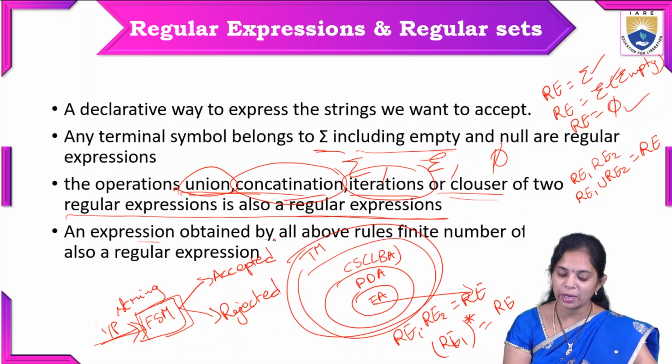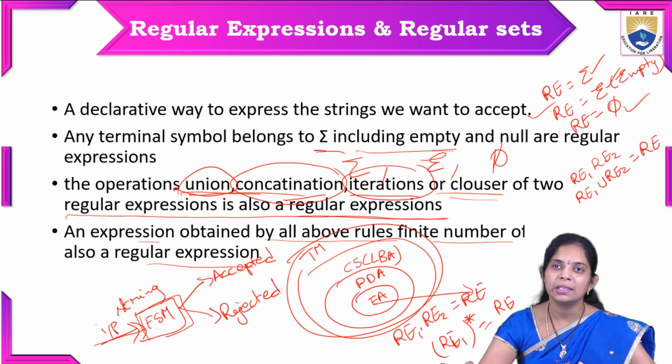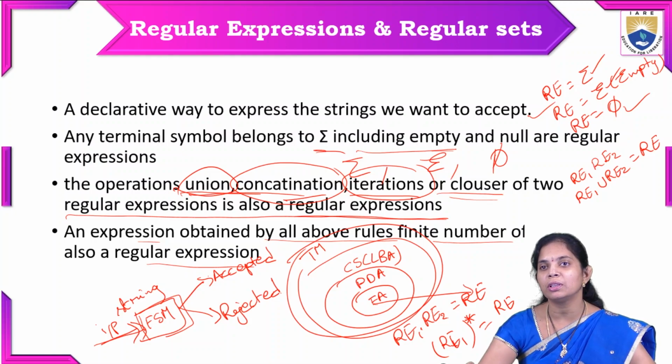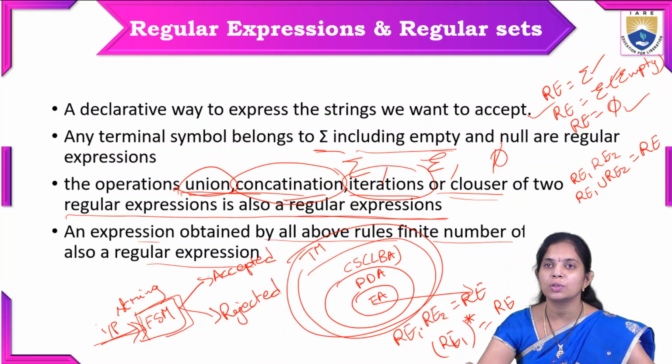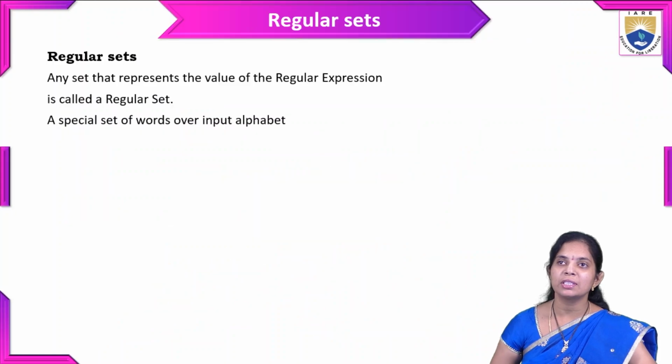An expression obtained by applying all the rules is also a regular expression. So here, an infinite number of input symbols is also a regular expression. These are the points we are discussing about the regular expression. A regular expression is a declarative way to express the input string. And what are the regular expressions here? Sigma, epsilon, and null values are also regular expressions, and the result of an operation between two regular expressions is also a regular expression. So these are the points about regular expressions, and we will discuss regular sets.